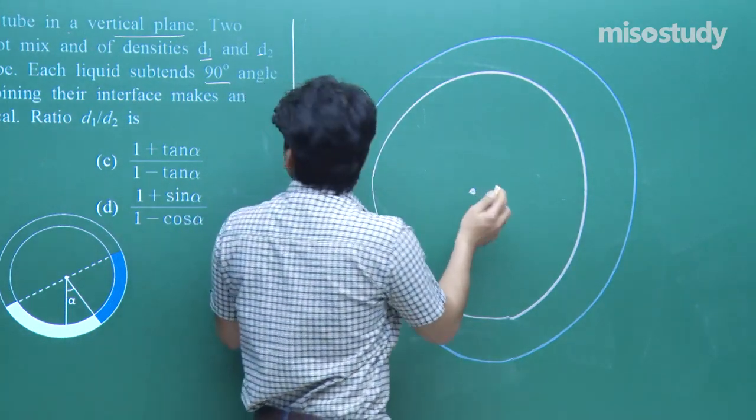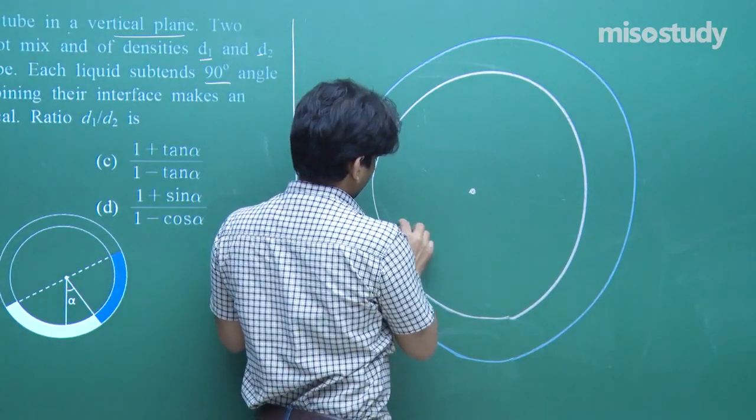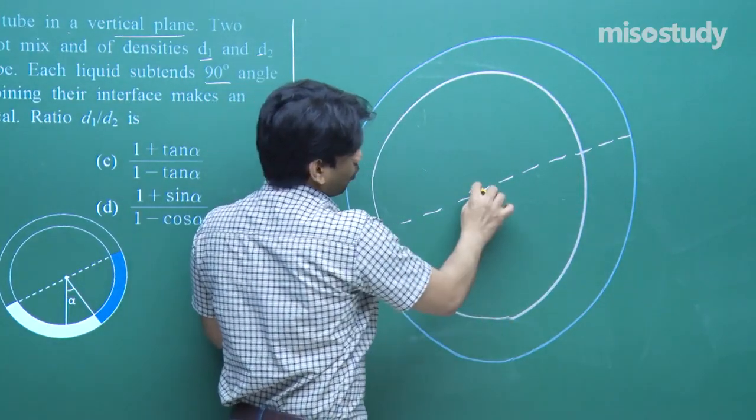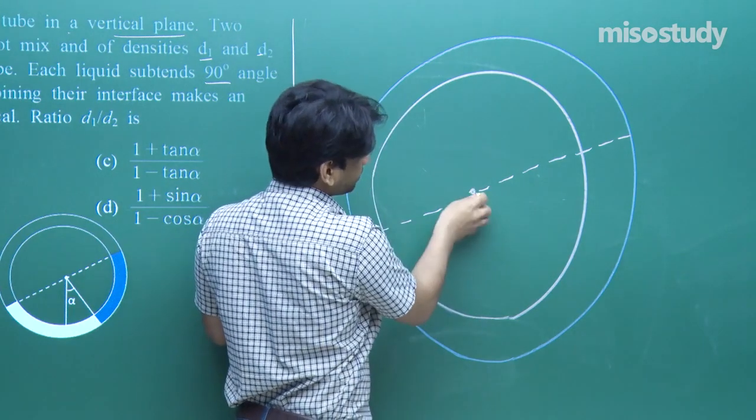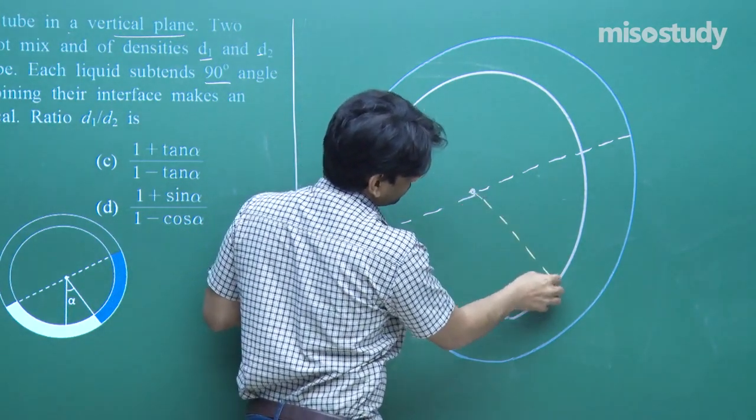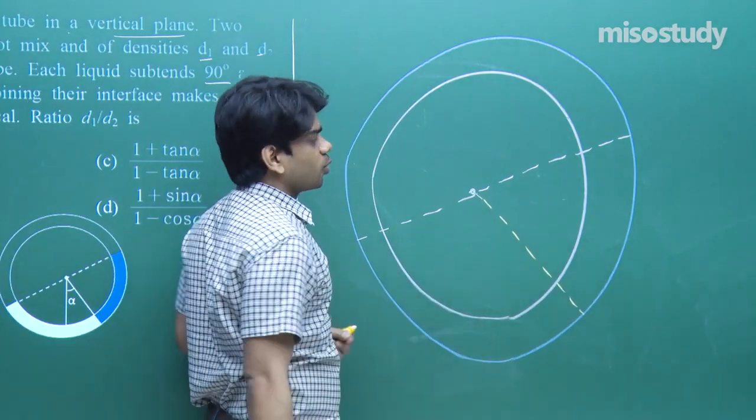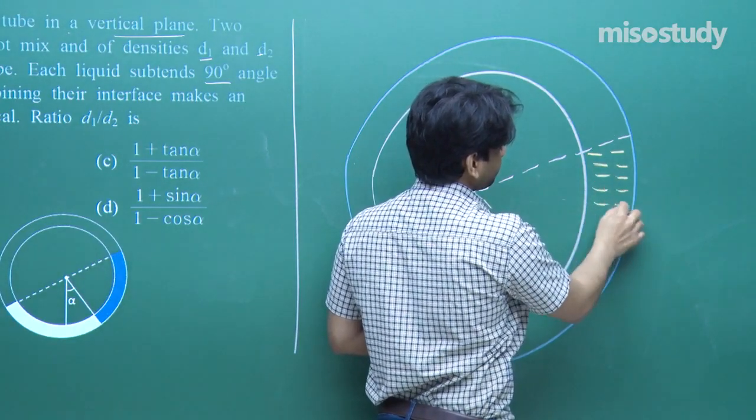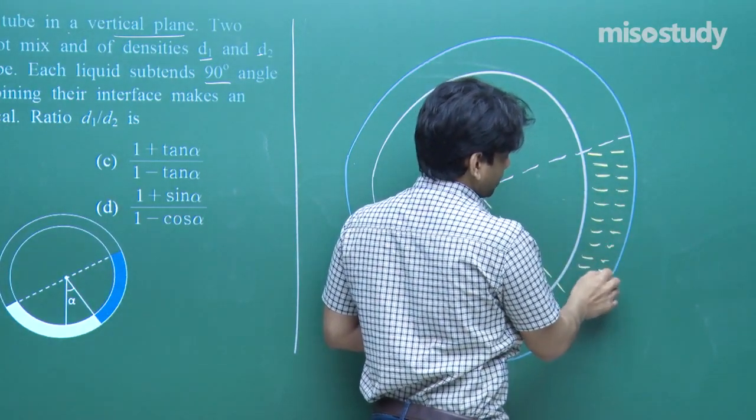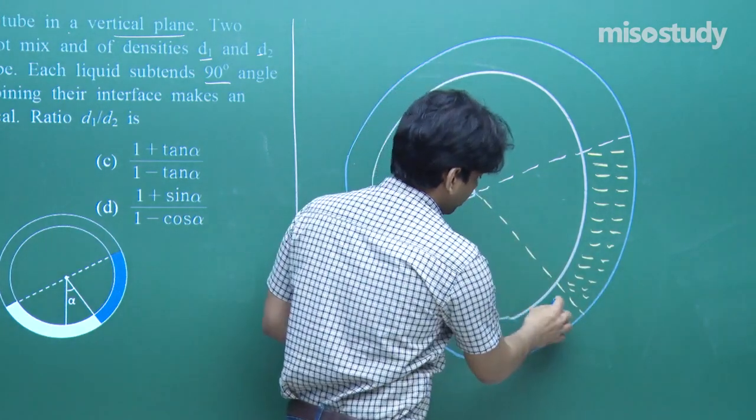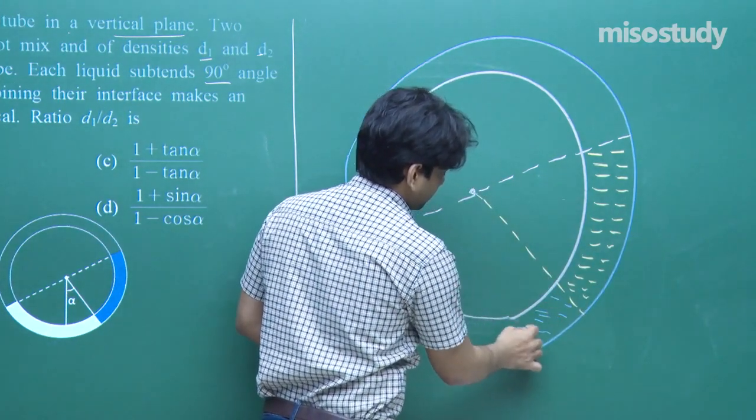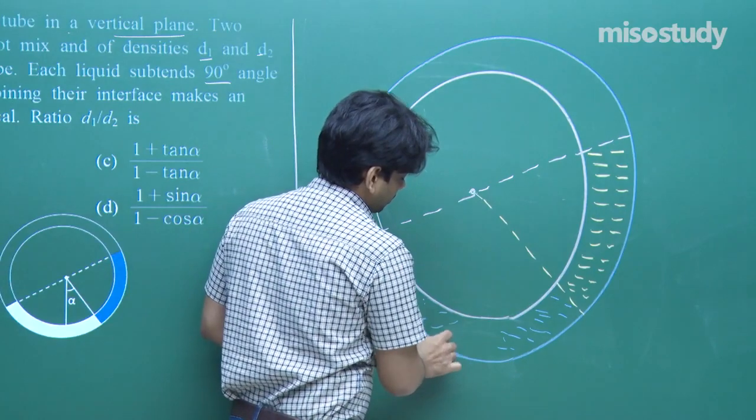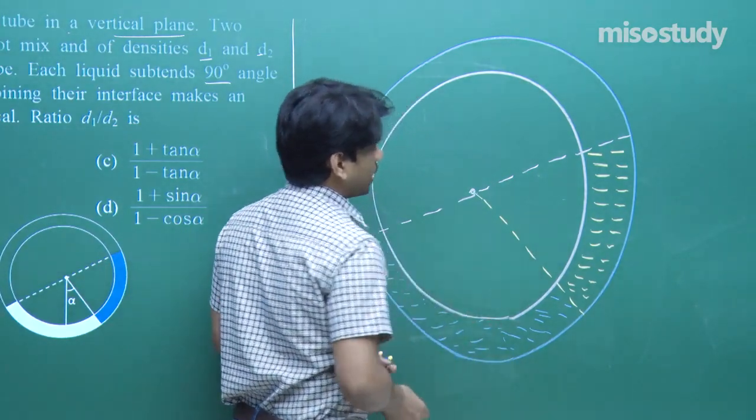That means, now you see here, if I join these points, one liquid is contained here, and the other one is contained in this portion. This is what has been shown. So this is the one liquid, and the other liquid is contained here. I'm drawing the other liquid with a different color. Hope that this is clear to you all.